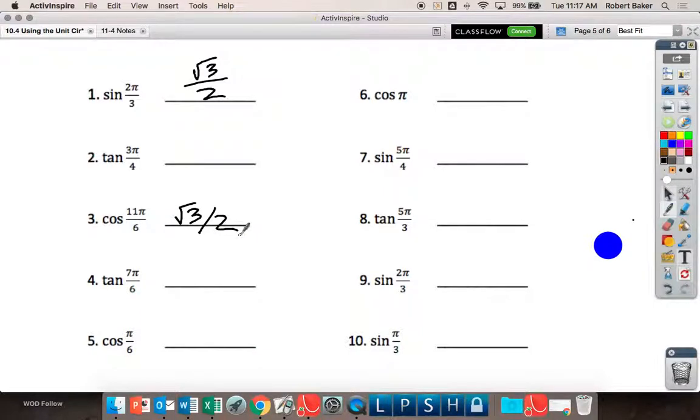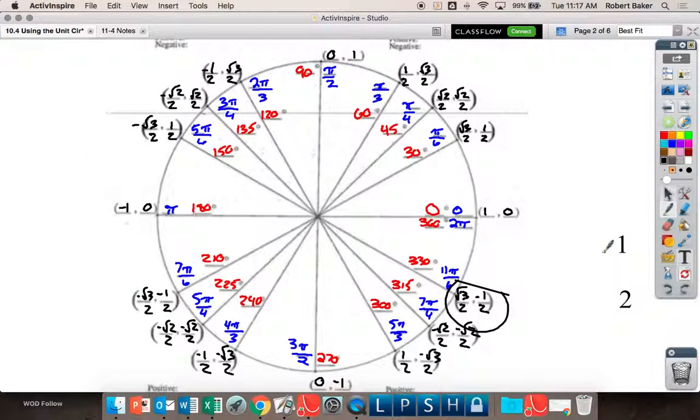Number 6, are you sure? Yeah, that one's easy. It's -1. Let's do number 6. This is number 3 of 5. Make sure you're using your brain here. The cosine of pi. Here's pi. The cosine value is -1.